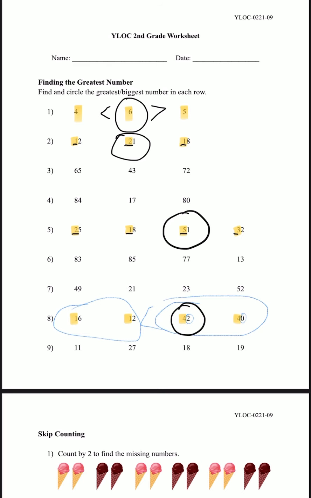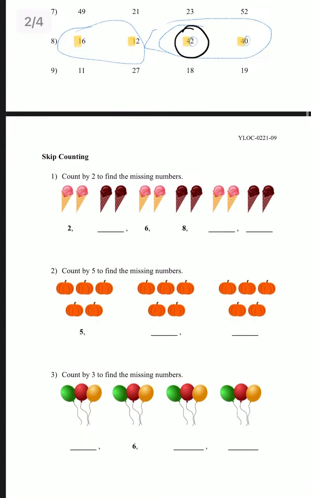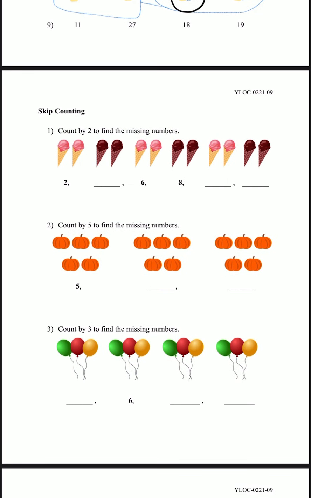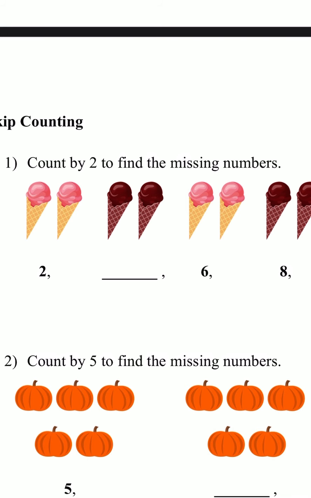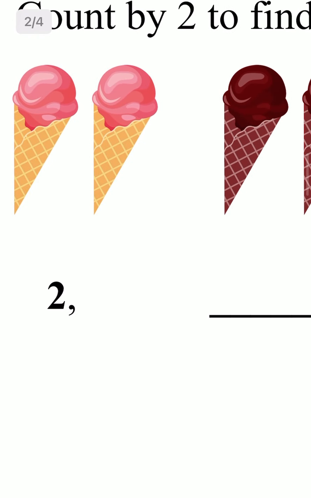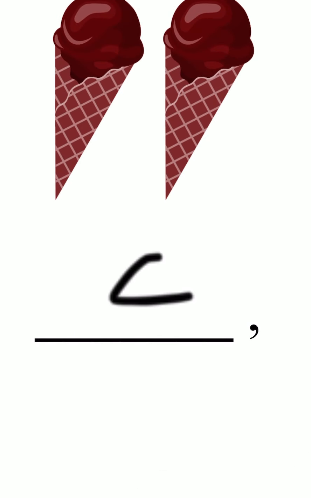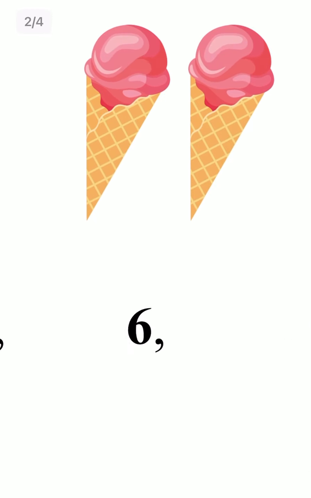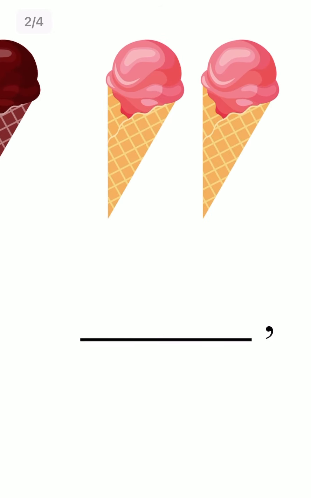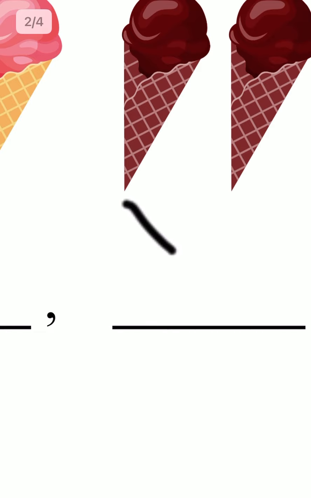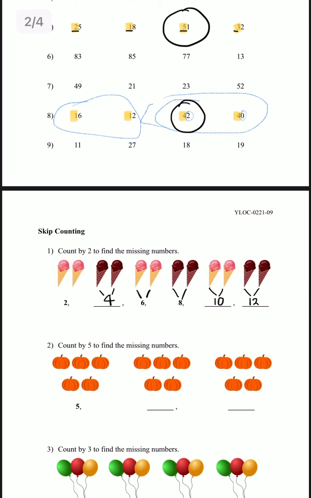Let's move on to the next page. Let's look at number 1. For this part, we need to skip counting, so we need to count by 2 to find the missing numbers. So 2 plus 2 is 4, and 4 plus 2 is 6. 6 plus 2 is 8. 8 plus 2 is 10. And then 10 plus 2 is 12. So the answers are 4, 10, and 12.